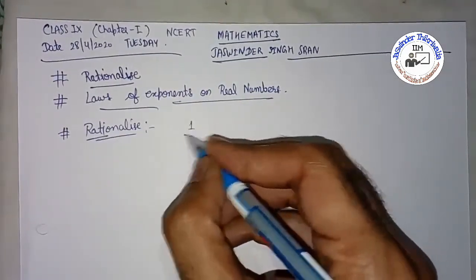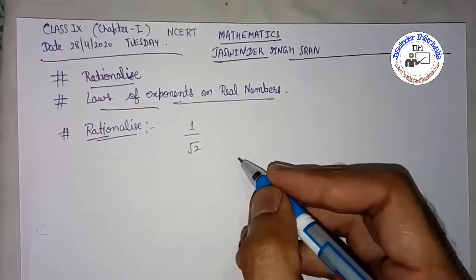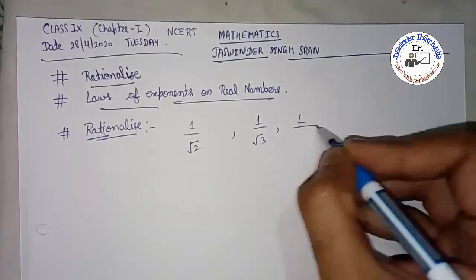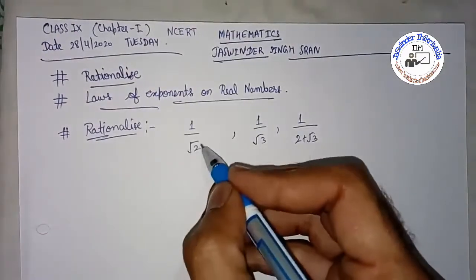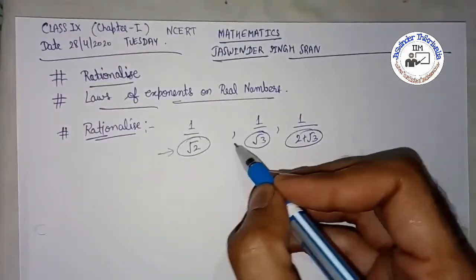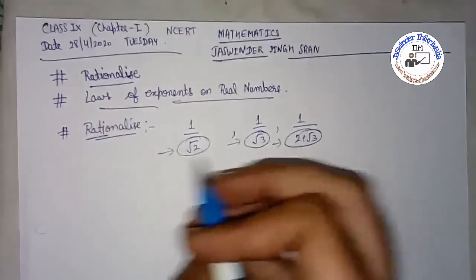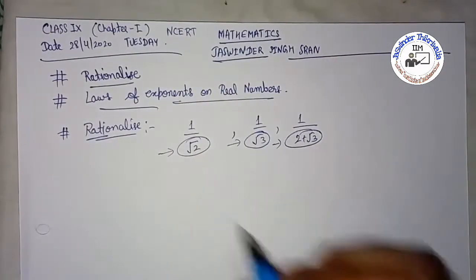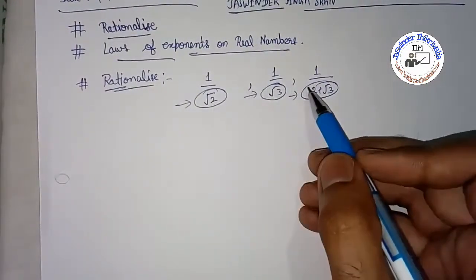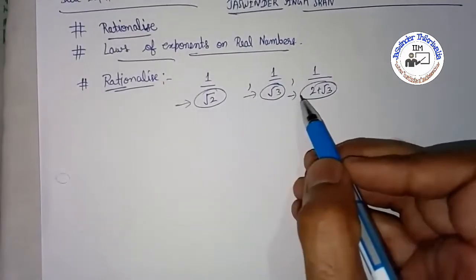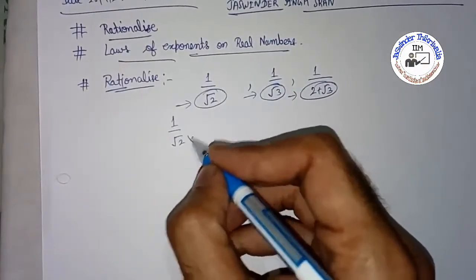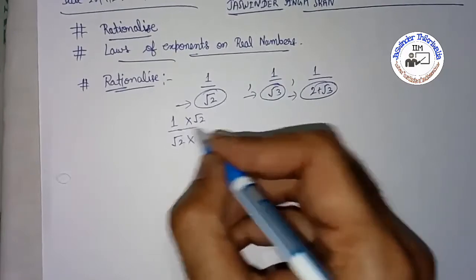Like in the denominator, if you have 1 by under root 2, or 1 by under root 3, or 1 by 2 plus under root 3, means if in a denominator there is an irrational number, we have to remove this irrational number. So for that case we do rationalization. How can we do it? It's crystal clear that these numbers all have an irrational denominator. So to rationalize, we will multiply the denominator and also the numerator with the same number.